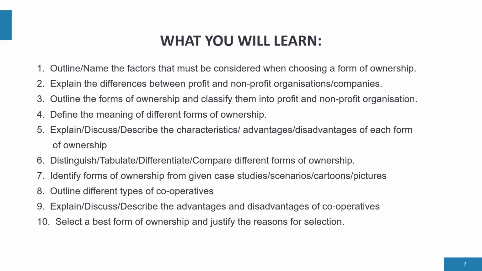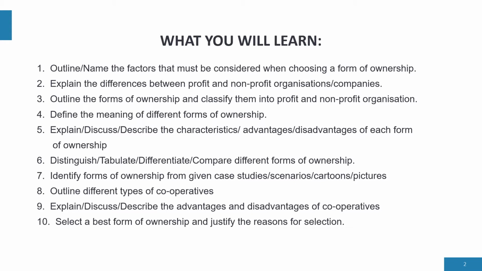What you will learn. You will learn to outline and name the factors that must be considered when choosing a form of ownership. Explain the differences between profit and non-profit organizations or companies. Outline the forms of ownership and classify them into profit and non-profit organizations. Define the meaning of different forms of ownership.